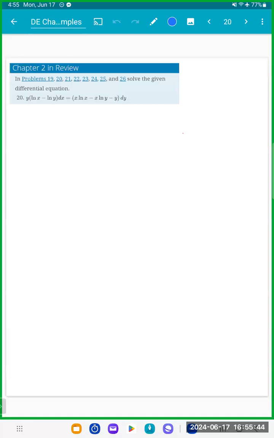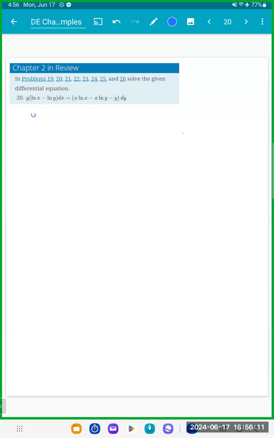Okay, a couple more problems. This is coming from the chapter review. This is problem number 20. So we are given the problem here. So let's just move everything. What we're going to do is combine these terms here, the ln stuff.